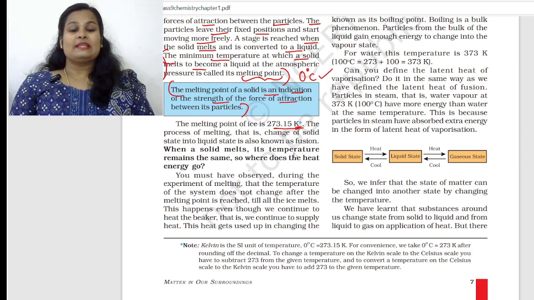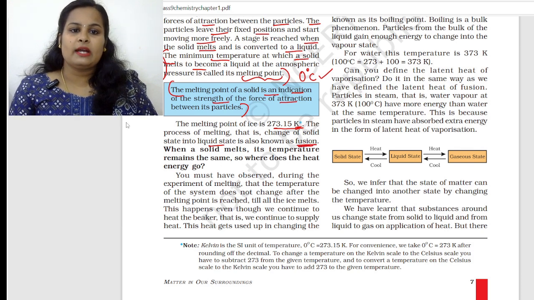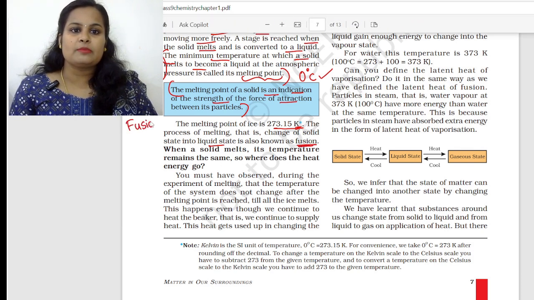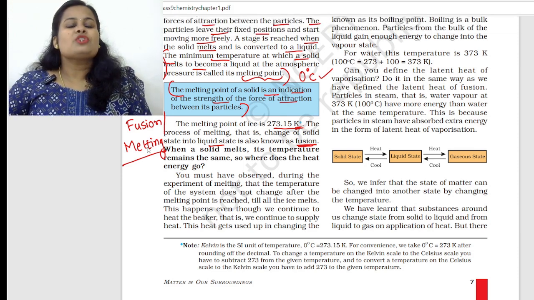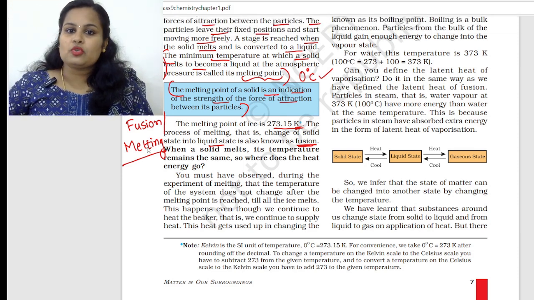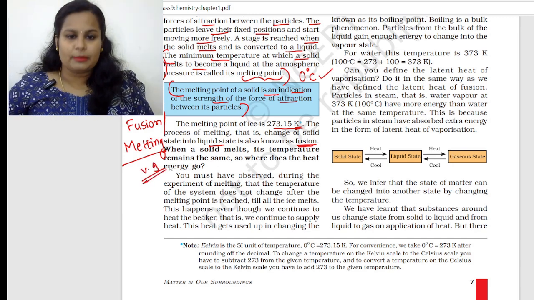The process of melting, that is change of solid state into liquid state, is known as fusion. So we can understand that fusion is sometimes called melting. Okay, both are the same. Another word for melting is fusion. All right. When a solid melts, its temperature remains the same. So where does this heat energy go? This question is very important. We can expect this question in your examination as well.